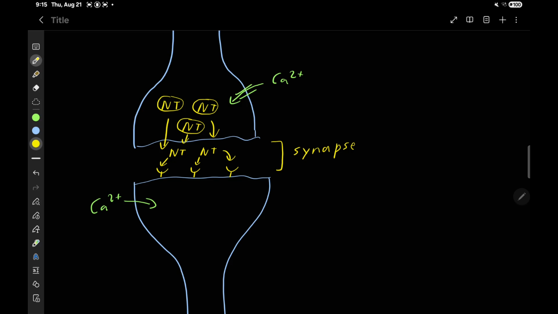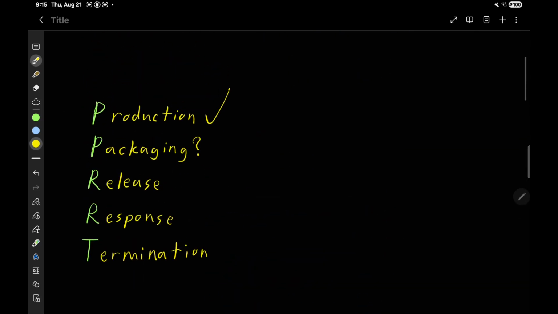Okay, so now we know how endocannabinoids are produced and what triggers the production of our endocannabinoids AEA and 2-AG in our postsynaptic neuron. So that covers the first step of the signaling pathway. Production is good. And now remember, we said that since our endocannabinoids are lipophilic, they are not packaged. So we can go right over to the next step of release.